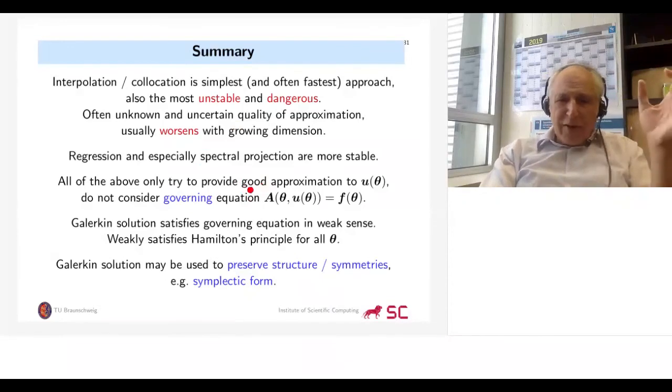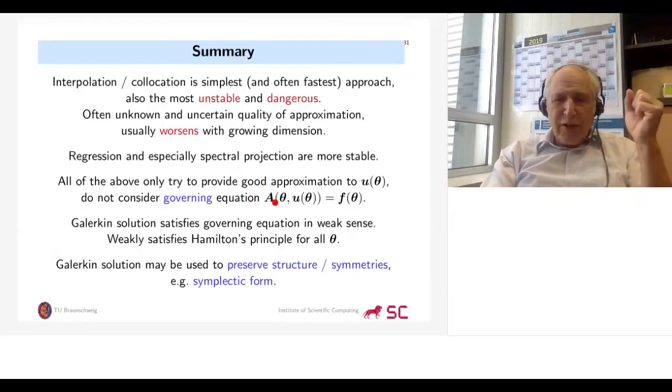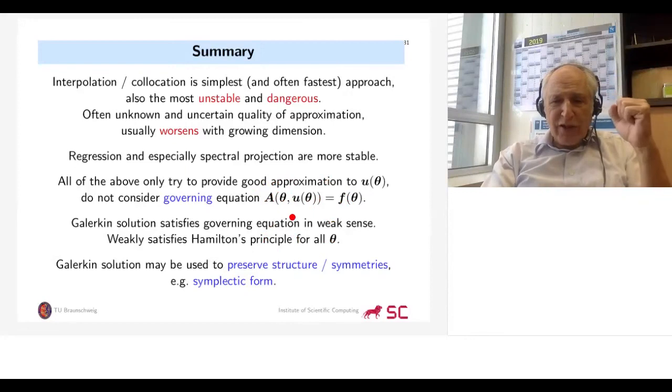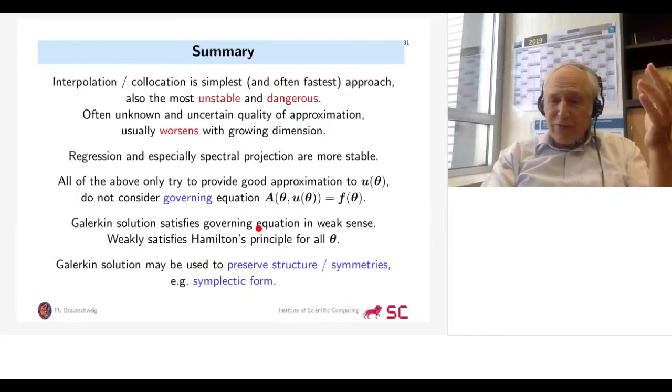But all of these methods don't consider the equation. Now, if the equation is important for you and you want it to be satisfied in some weak sense, for instance, Hamilton's principle satisfied in some weak sense for all theta, then you have to use one of these Galerkin methods to solve the equation. It's also possible in this way to preserve certain structures or symmetries which the solution has. For instance, if it's a time-dependent system and it's a Hamiltonian system, you want to preserve the symplectic form. It's possible to do in this way, but not possible with these projection or collocation approaches.